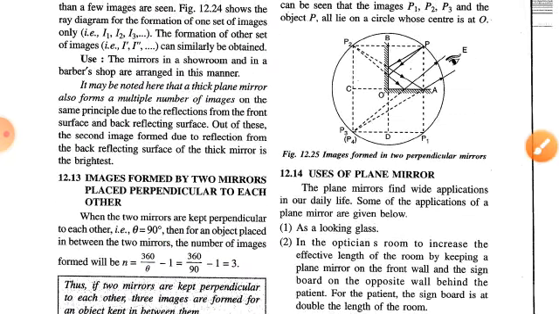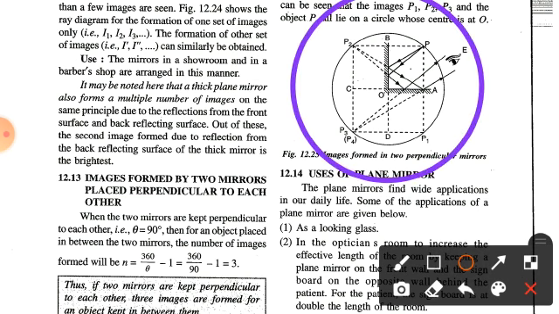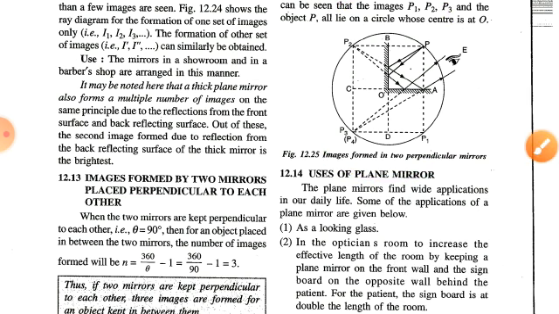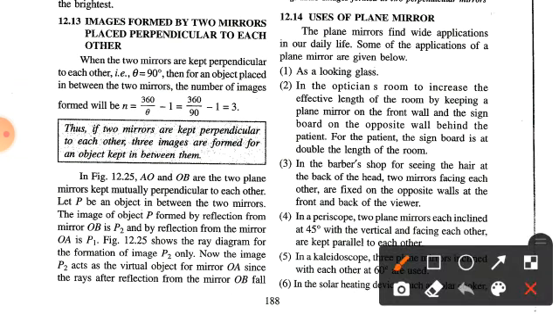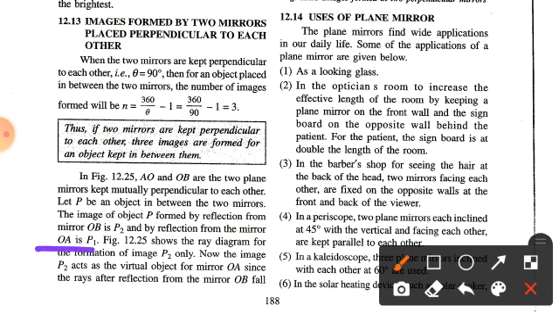You can see here, this is the perpendicular image of the two mirrors. Now, what's going on here? AO and OB are the two plane mirrors which are kept mutually perpendicular to each other. Now suppose P is an object in between the two mirrors. The image of the object P formed by the reflection from the mirror OB is P2, and by the reflection from the mirror OA is P1.